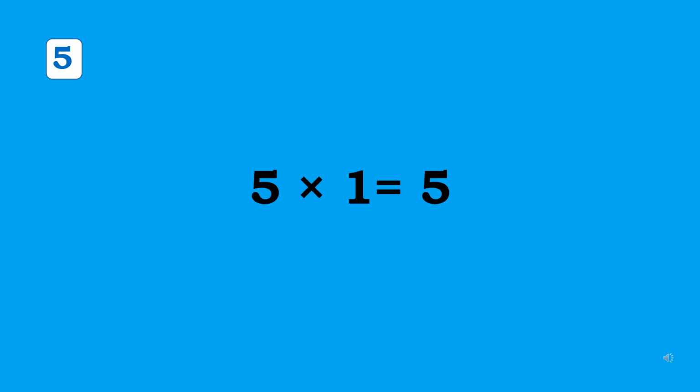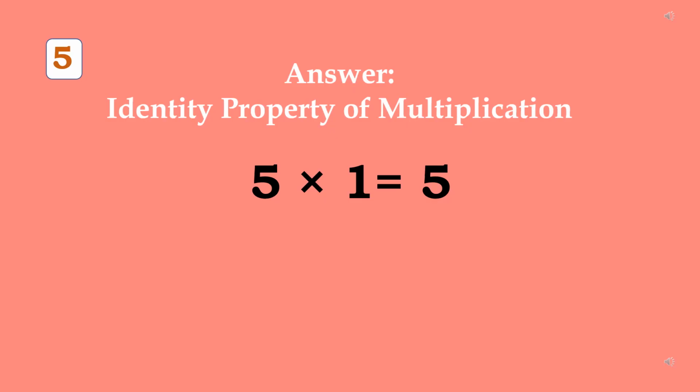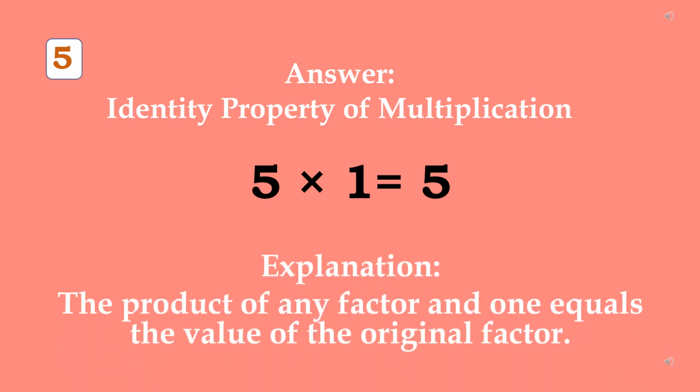The next property is 5 times 1 equals 5. What property is this? The answer is the identity property of multiplication. The product of any factor and 1 equals the value of the original factor. So when you see that we ended with the same number we started with, that's an identity.